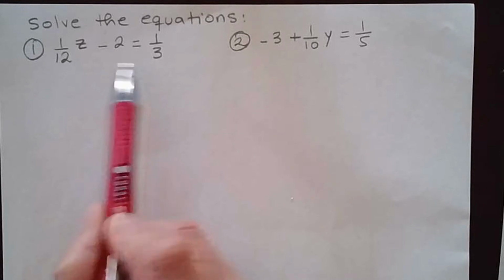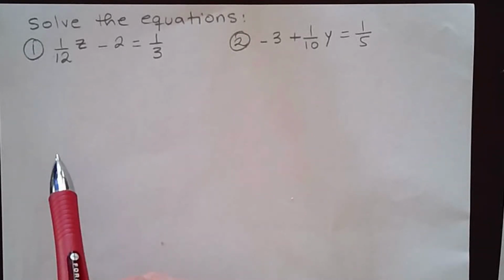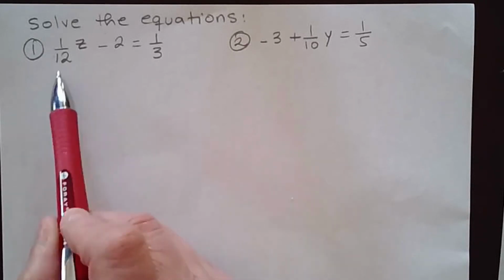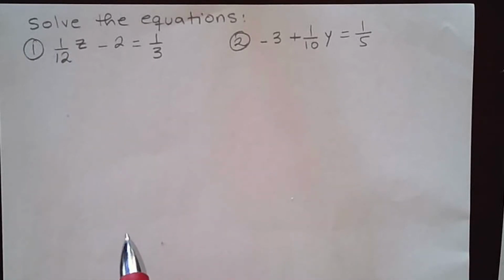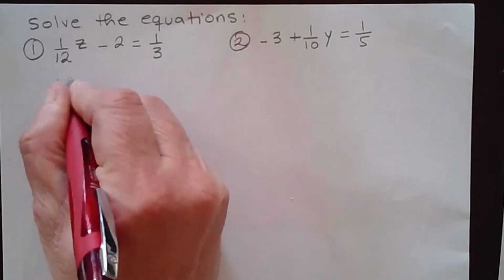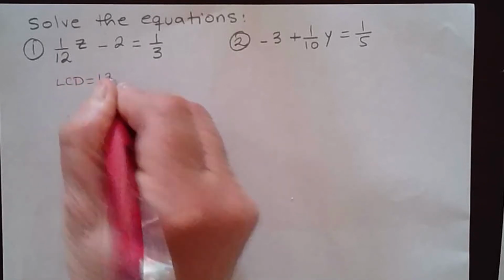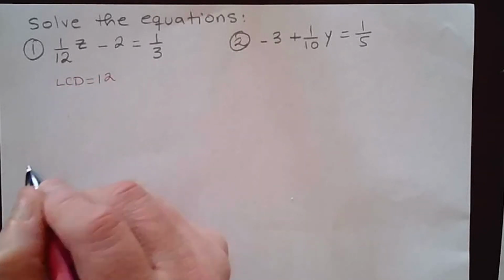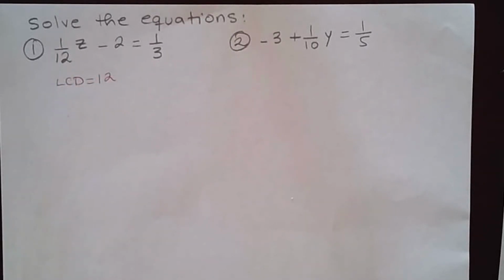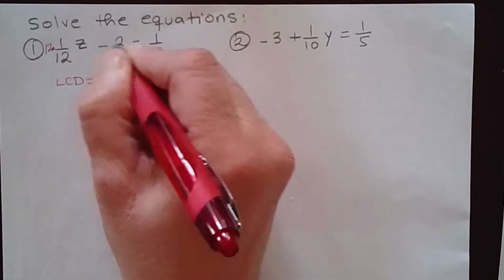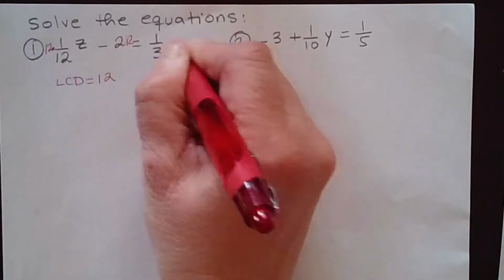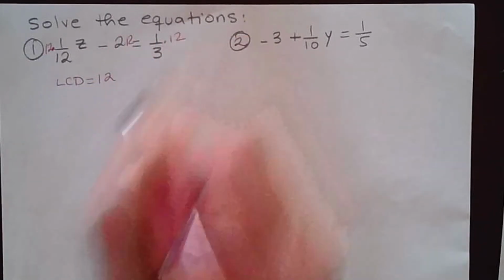If you notice, we have fractions, so the best way to solve is to multiply by the LCD to clear the fractions. If you notice, we have 12 and 3 in the denominator, so the LCD is 12. So what do I do? I multiply both sides of the equation by 12. So I'm going to multiply each term on the left side and on the right side by 12.